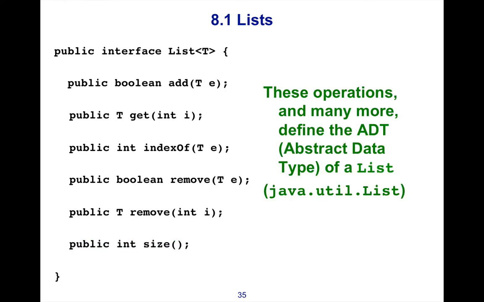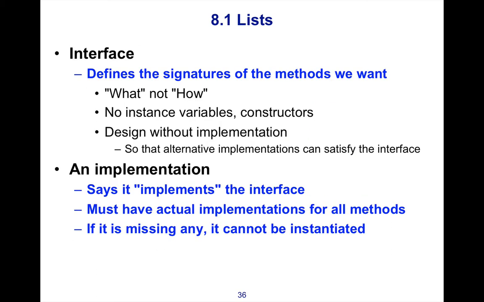It's simplified here to just the bare essentials in terms of our coverage, but if you look online, you can certainly find all the other methods that are offered by list. So the interface defines the signatures of the methods we want. It's basically saying what we can do, but not how it's implemented. There are no instance variables, there are no constructors. It's basically pure design without any implementation.